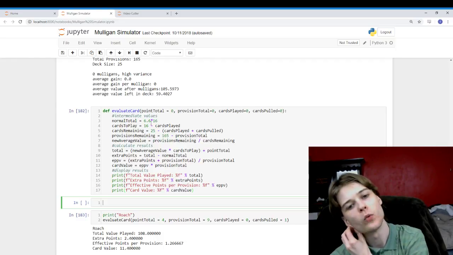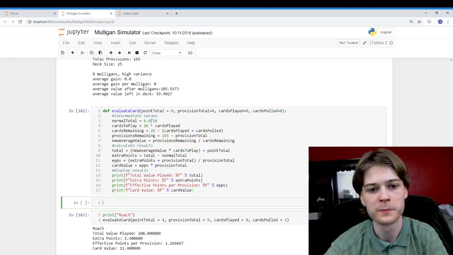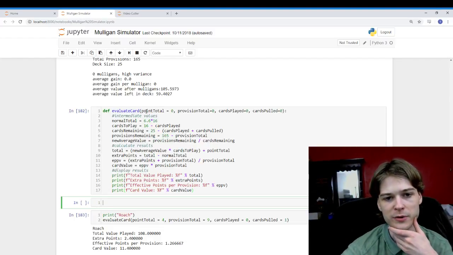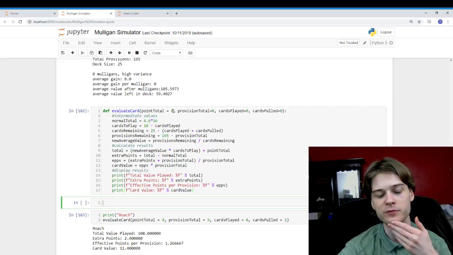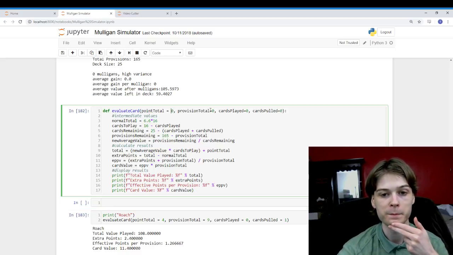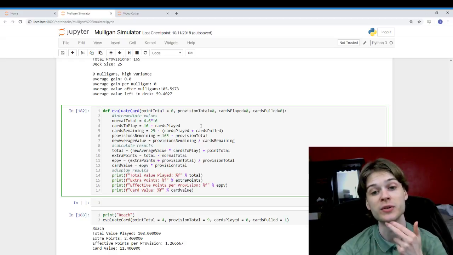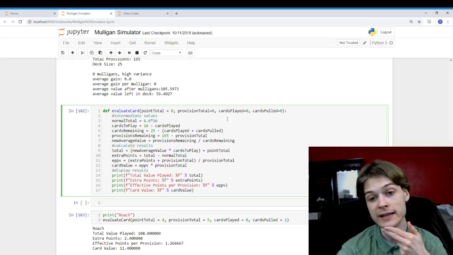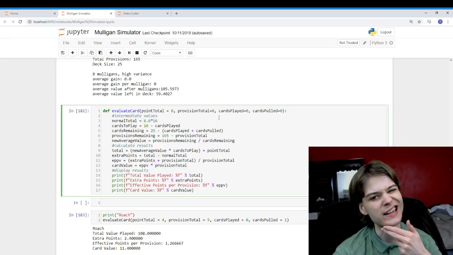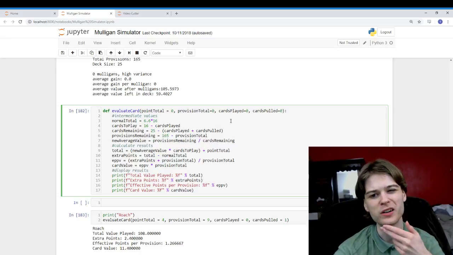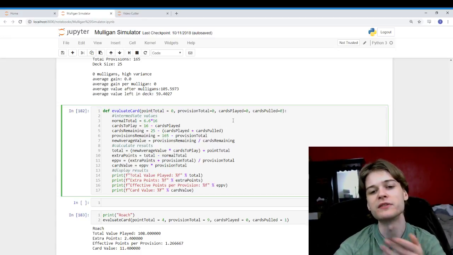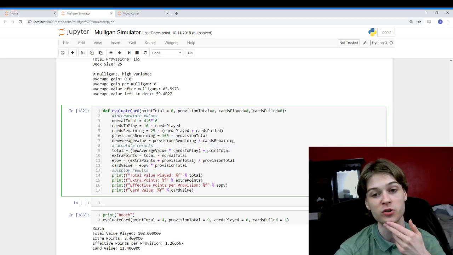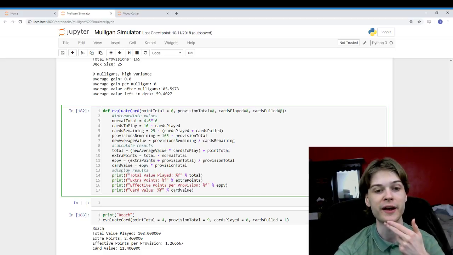So basically, when we're evaluating a card, we have a function. This function has 4 parameters, which are the point total of the play. So in Roach's case, this would be 4. The provision total of all the involved cards, which in this case is just Roach, so it's 9. The number of cards played. Since Roach doesn't really depend on any other card being played, it requires you to play a gold, but a gold is just not relevant to the rest of this. So we're going to say Roach plays 0 cards. And Roach pools 1 card, because Roach is coming out of your deck.